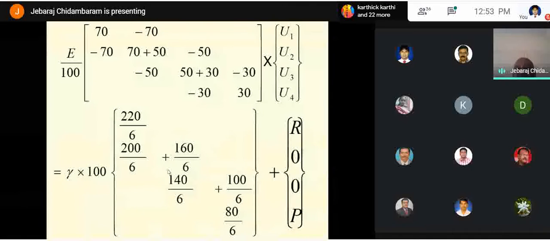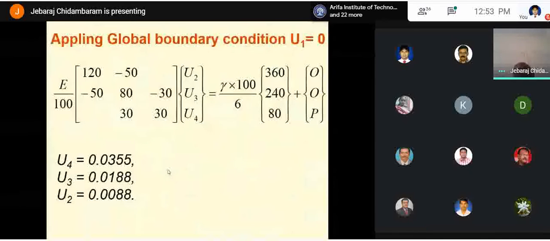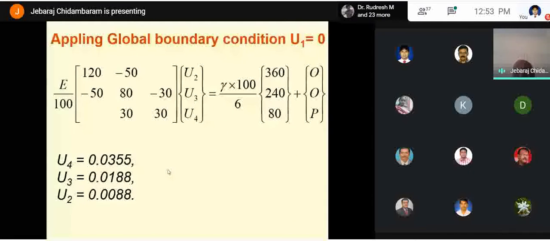And now I solve and I get the nodal displacement U1, U2, U3, U4. U1 is 0, we fix it. And U2, U3, U4, I calculated. Okay. And now U4 is the mass displacement, and I got 0.0355. Okay. I know the exact solution. The exact solution is 0.0378.